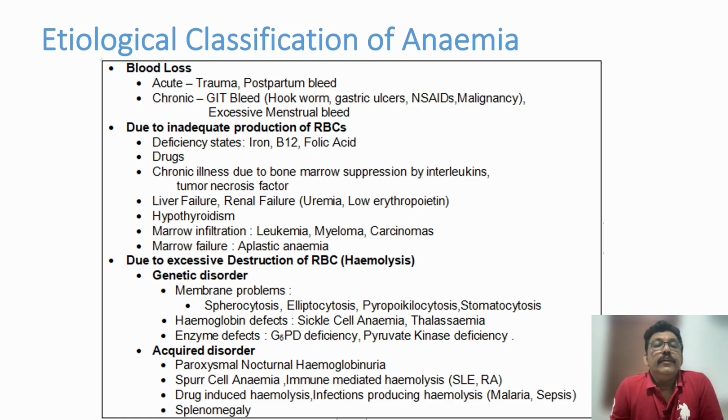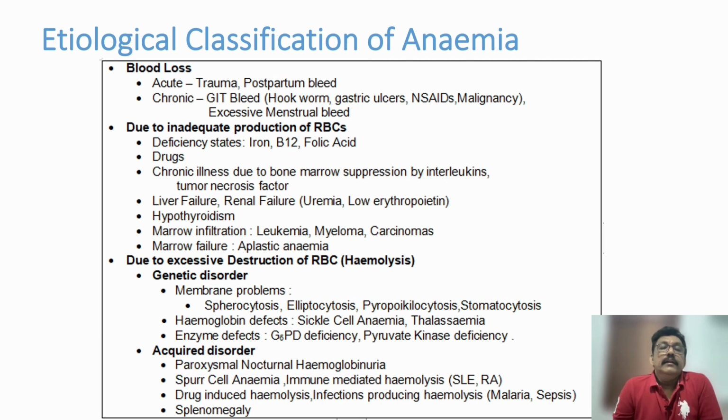Now, due to inadequate production of RBC: B12 and folic acid deficiency, iron deficiency can also produce anemia, due to deficiency states. Many drugs can produce anemia, especially the bone marrow suppressing drugs. Chronic illnesses can produce suppression of bone marrow, and infiltration by many tumors or sarcoidosis can also produce anemia.